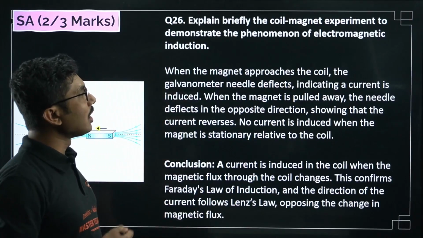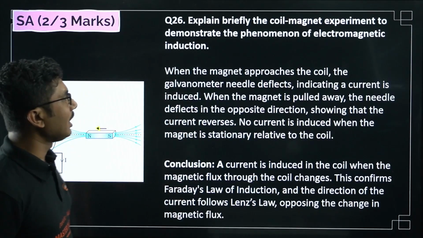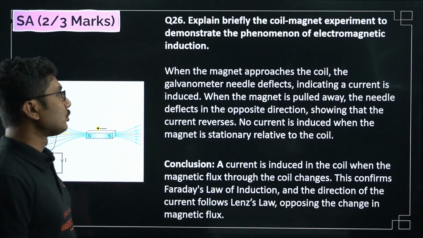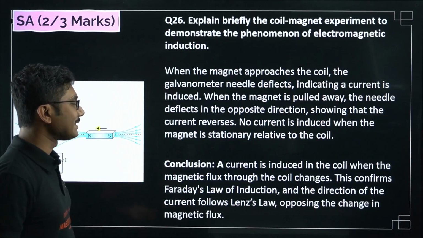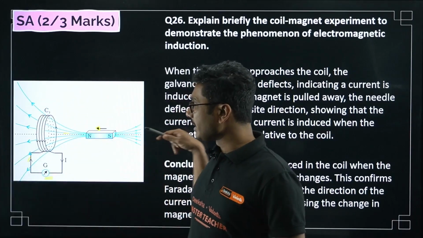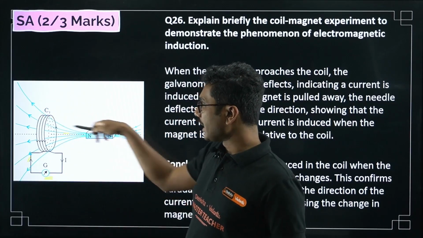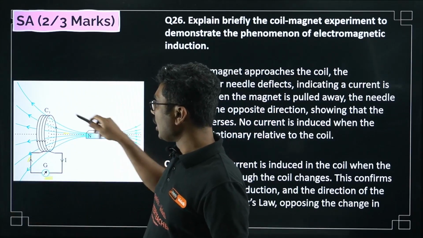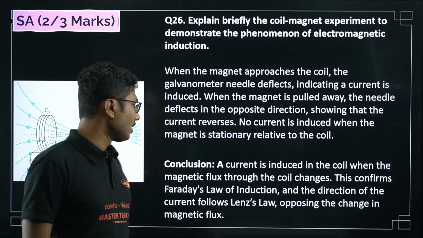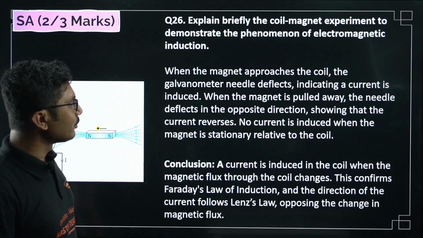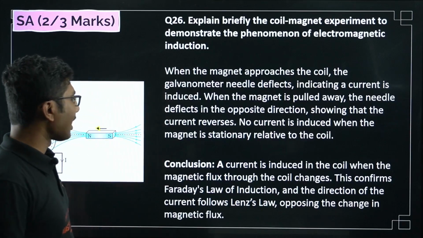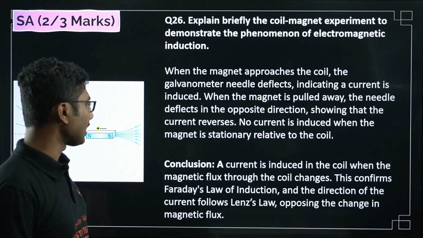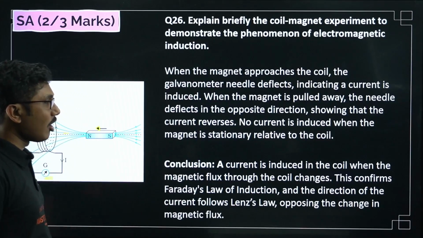When the magnet is pulled away from the coil, the needle deflects in the opposite direction, showing that the current reverses. No current is induced when the magnet is stationary relative to the coil. So when you move it in this direction, there is a current; if you move it in the other direction, there is a current in the opposite direction; and if the magnet is stationary, no current flows in the galvanometer at all. Conclusion: a current is induced in the coil when the magnetic flux through the coil changes. This confirms Faraday's law of induction, and the direction of the current follows Lenz's law, opposing the change in the magnetic flux.